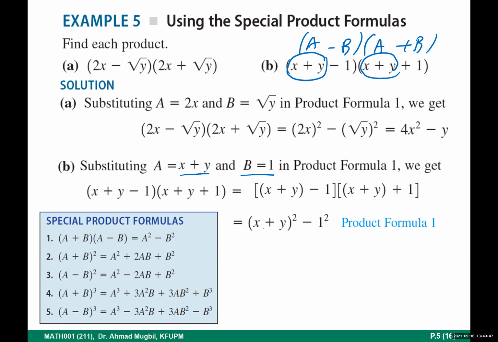Now expand this one. What is this? x squared plus y squared. This is a common mistake, Shabab. Please be careful. Plus 2xy. I prefer to put it in the middle, of course. Don't forget that. Here it is.